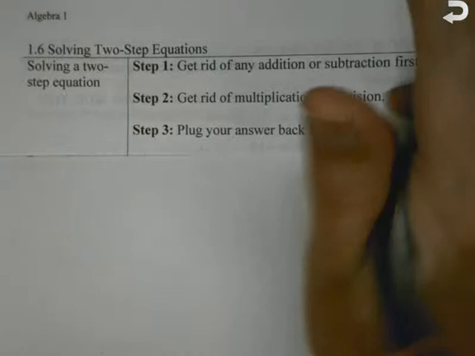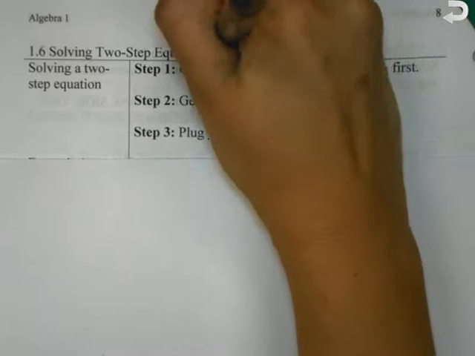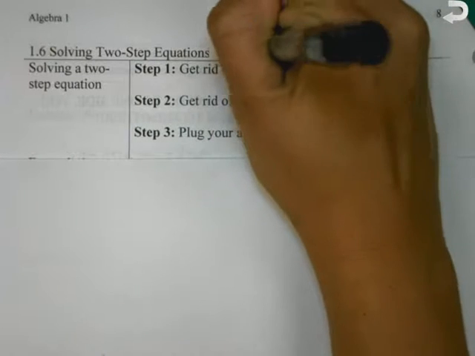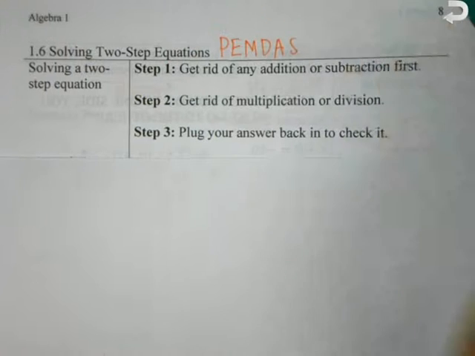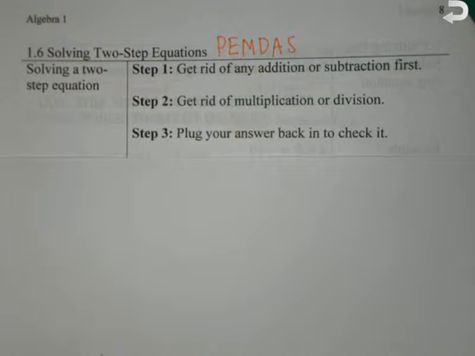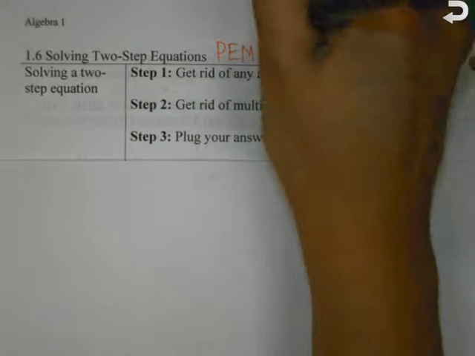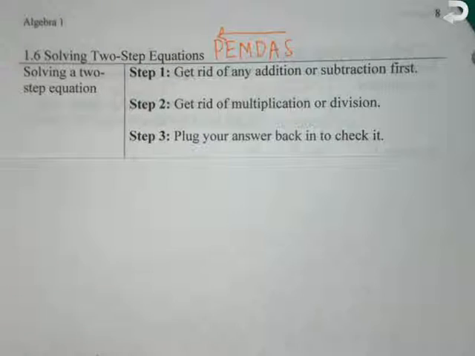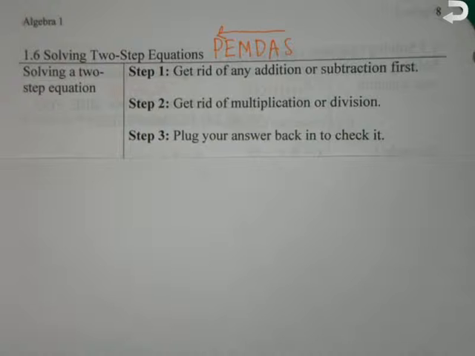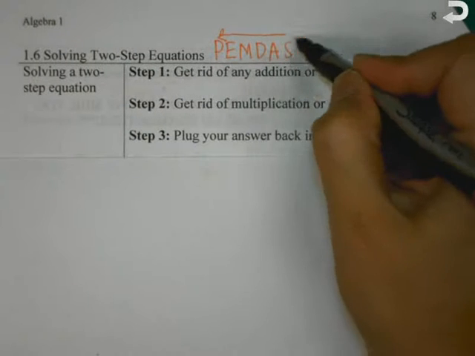First thing we have to know is solving an equation. You guys remember PEMDAS, order of operations? Right? That's when we're putting everything together, correct? When we're solving an equation, we're actually taking everything apart. So we're going to be doing PEMDAS backwards. So when you're solving, we're going backwards from order of operations. So we have to start with addition and subtraction first.